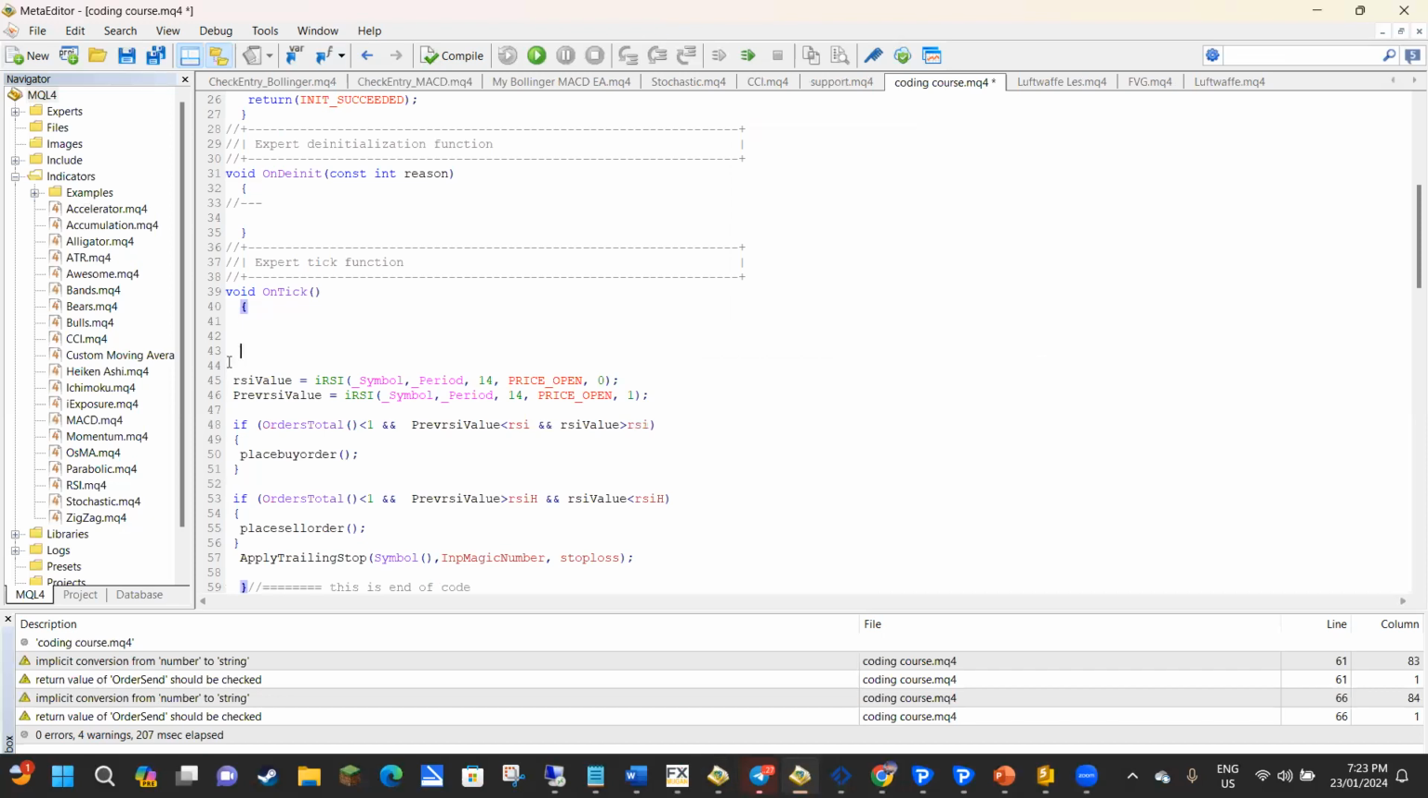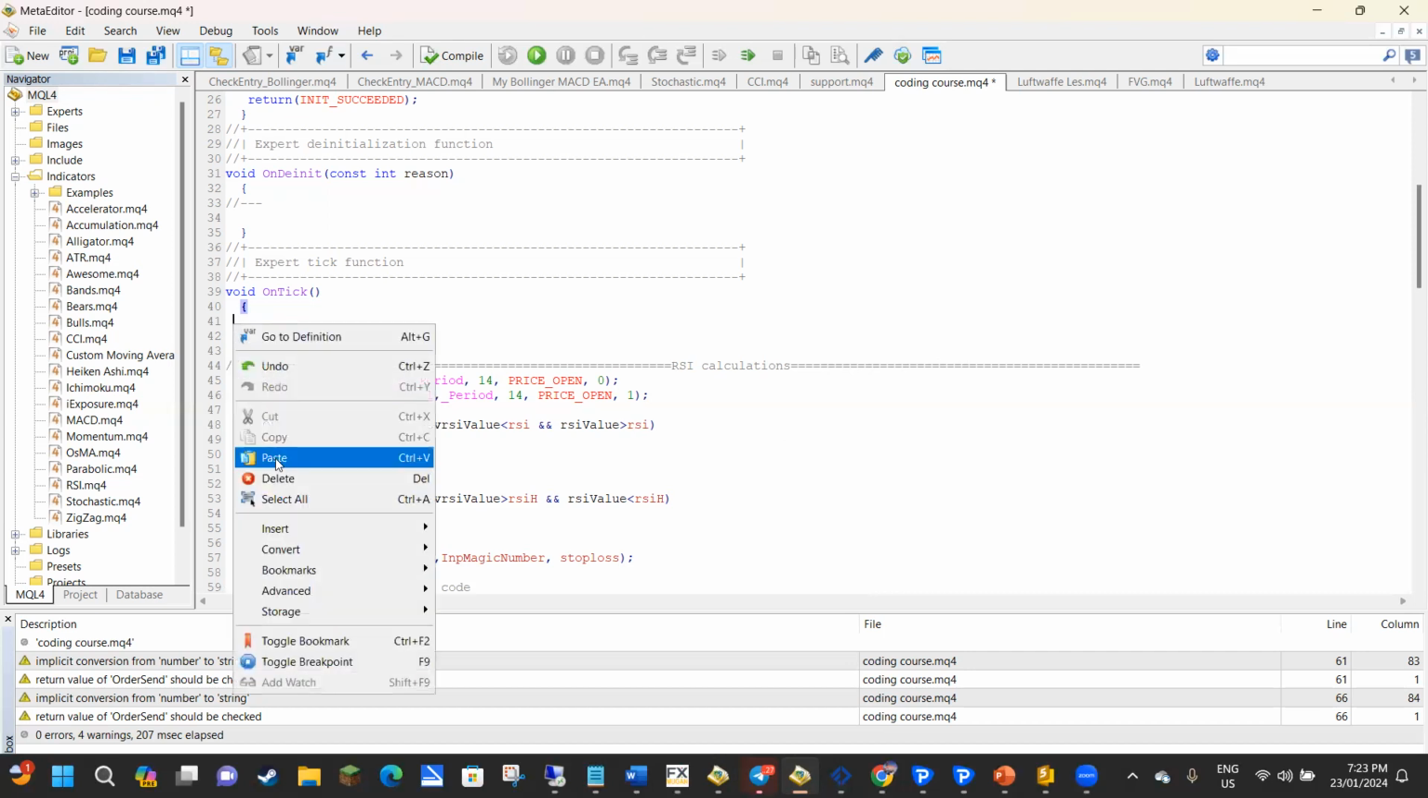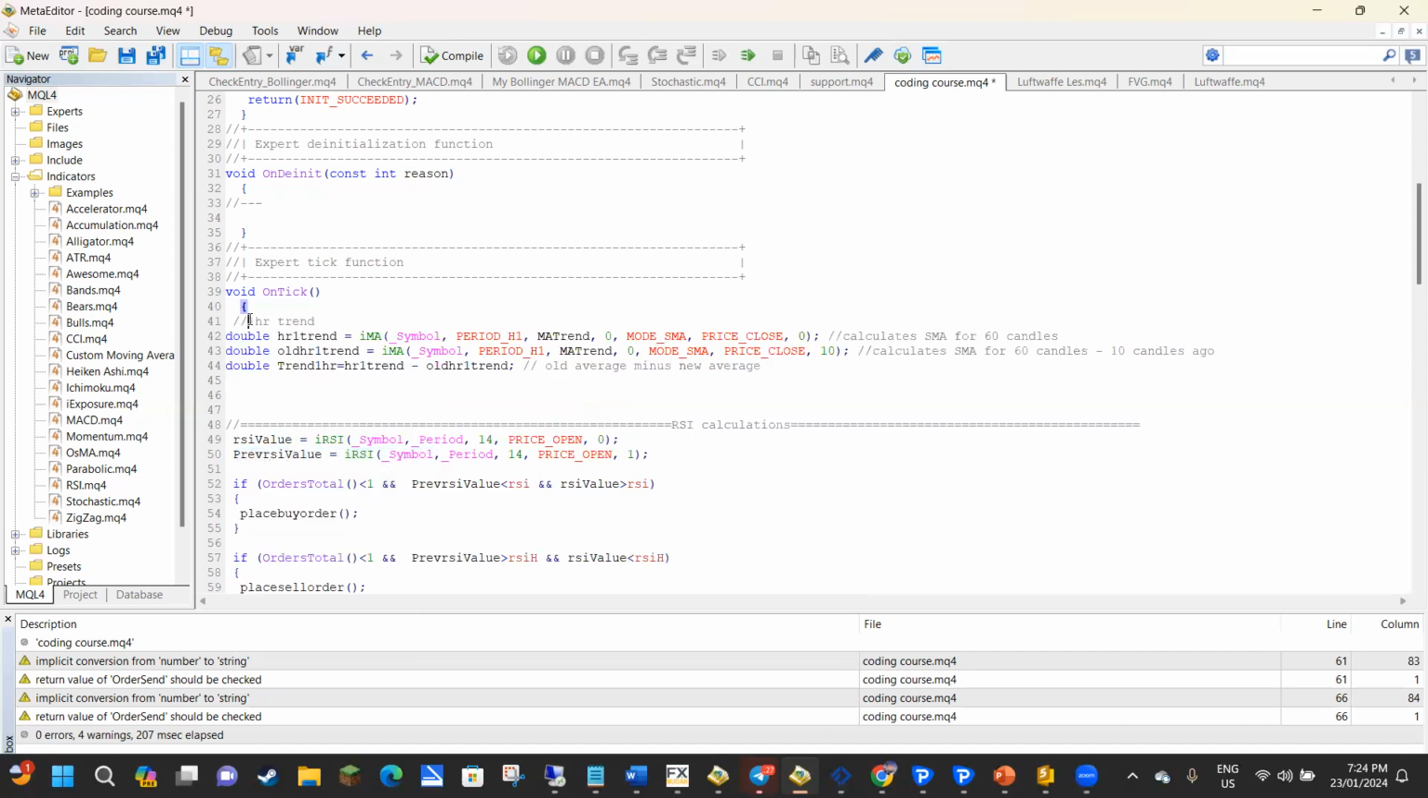And now that you're starting to get more and more code here, it can get confusing. So you should really remember the 2 backslashes just means whatever's on this line doesn't count towards the coding now. So it's good for adding notes and that. I would just call it RSI calculations, so we know what's down there is that. And this one is just going to calculate the 1 hour trend for me.